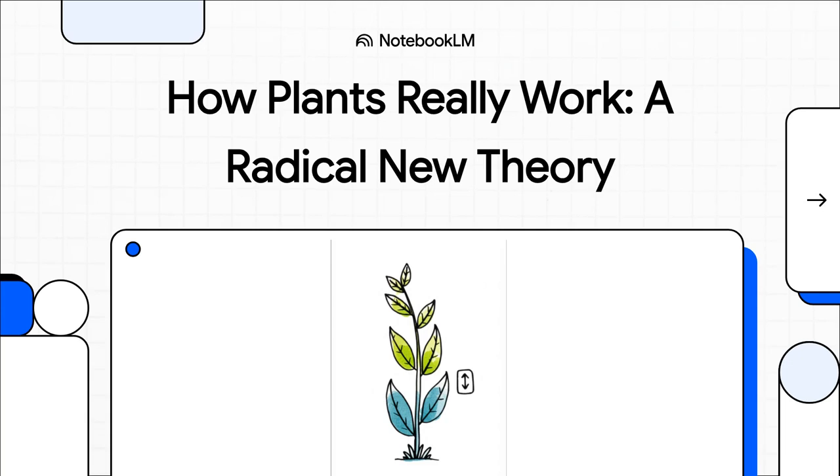All right, let's jump right in. We all learned in school how plants work, right? How they get water from the roots all the way up to the leaves. But what if that whole explanation, the one we've been using for over 100 years, is just wrong?